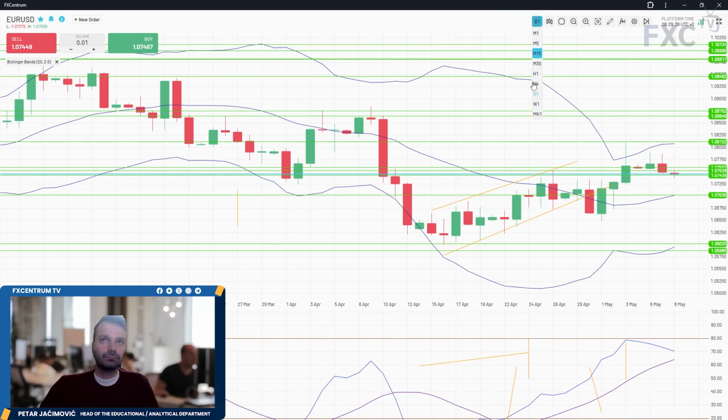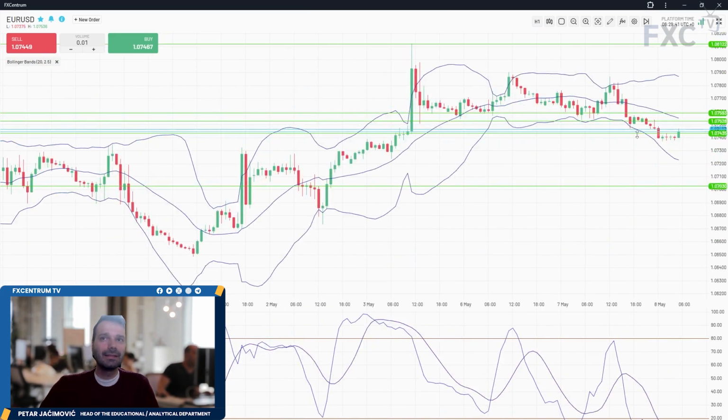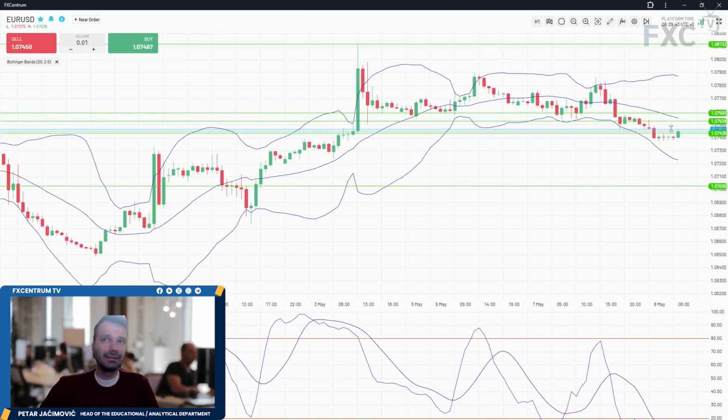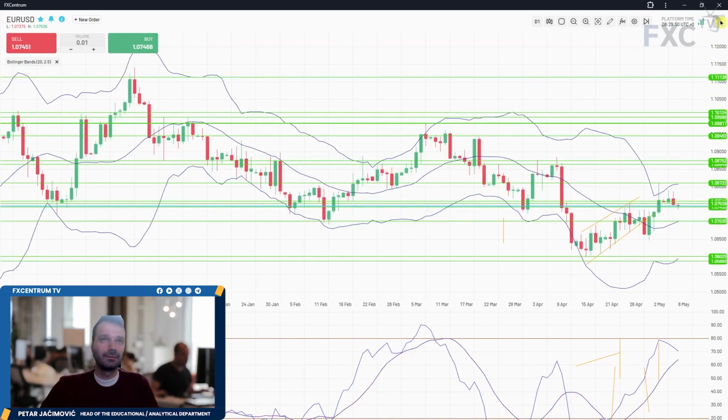And if we go to the hourly time frame, you can see that the market broke to the downside, and then there was no reaction from buyers at this point. So there will be a chance for a further downside movement from my perspective.